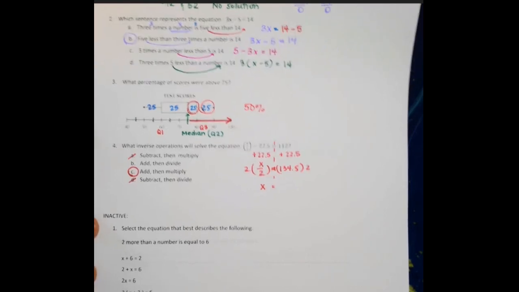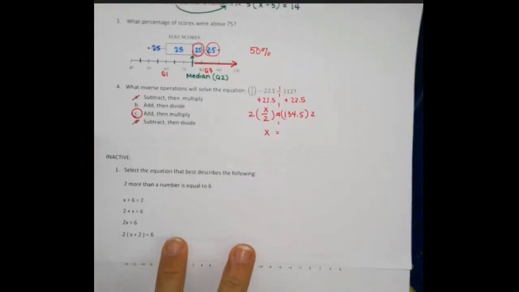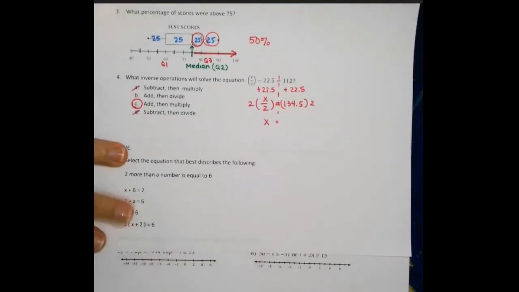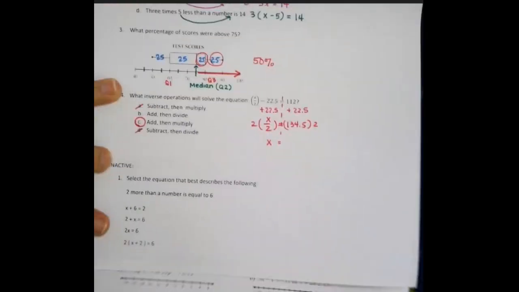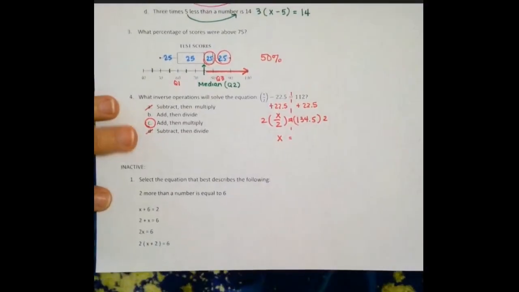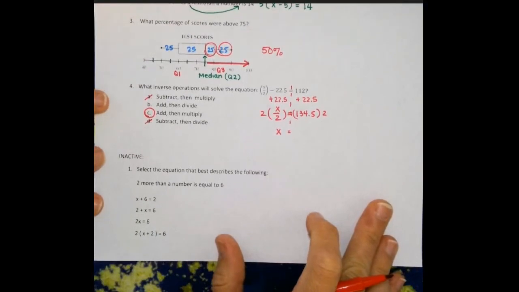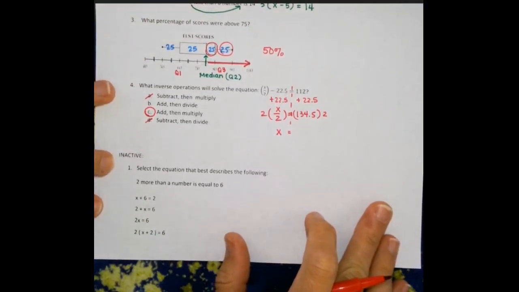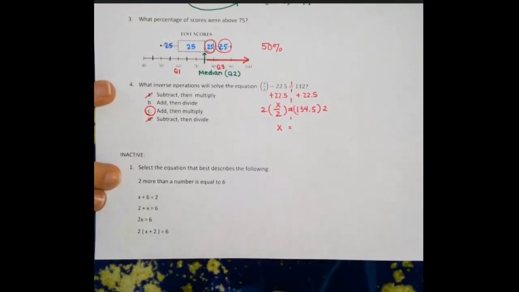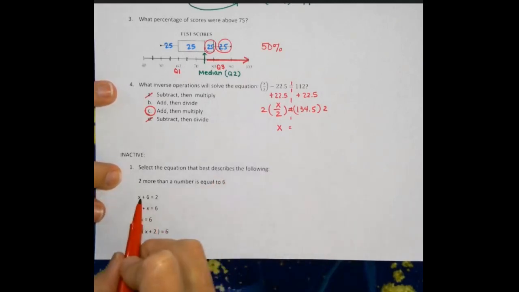Beautiful, beautiful. One of the questions from inactive that almost everybody missed, and I think it's just that word problem game that we have a problem with. Select the equation that best describes the following. 2 more than a number is equal to 6. So equal to 6, this one is definitely no good because that's equal to 2.